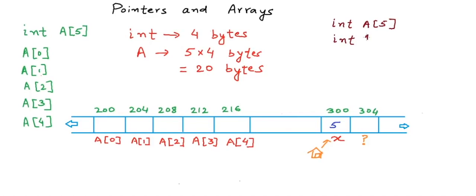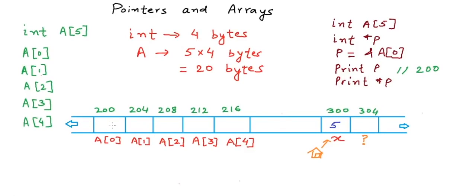If I declare a pointer to integer p and store the address of the first element by putting an ampersand operator in front of A0, then printing p would give us, in this scenario, the output 200, and printing asterisk p would give us... But before that, let's say we have these values in the array. Let's fill up some values in the array.